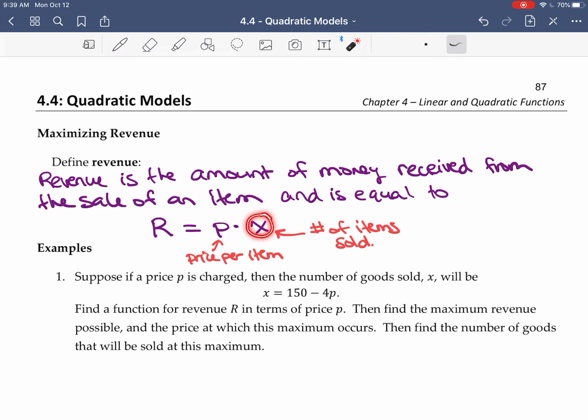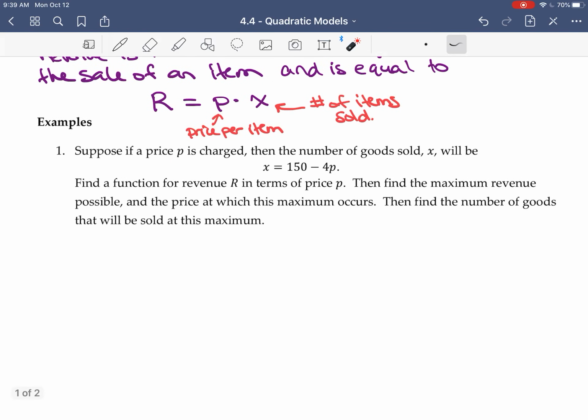So you want to take the number that you sell multiplied by the price that you sell them at, and that's going to equal the amount of money that you received. Let's consider this example. Suppose we charge a price P, and then we know that the number of goods sold is going to be X, and we have this equation, X is equal to 150 minus 4P. So the number of items sold depends on the price that we charge. Now we want a function for the revenue, R, in terms of the price, P, and then we're going to find the maximum revenue possible.